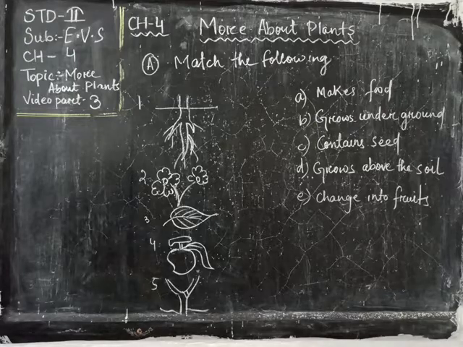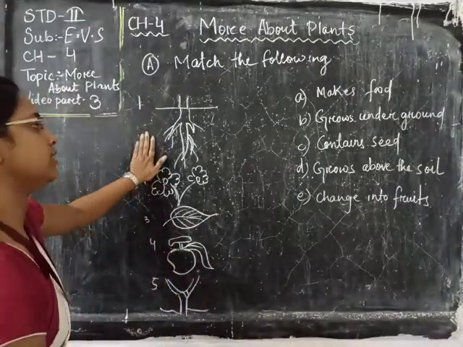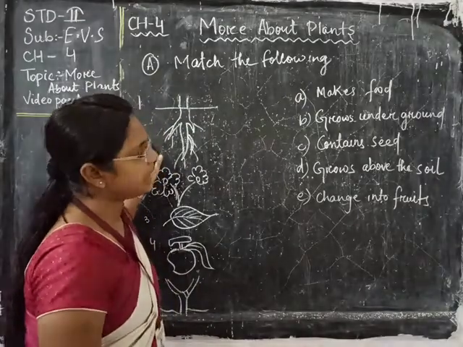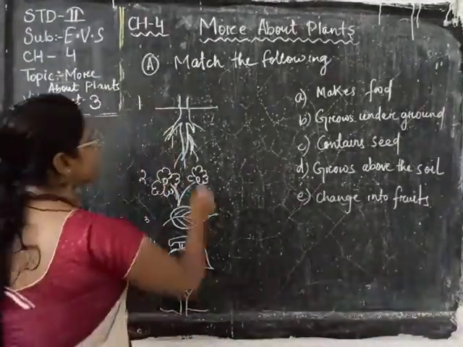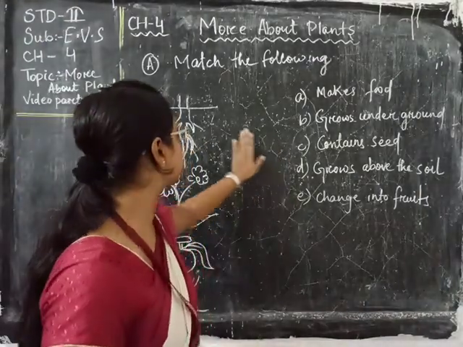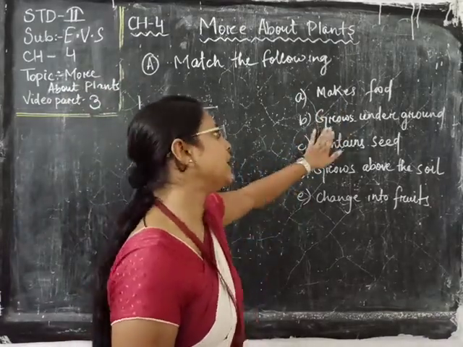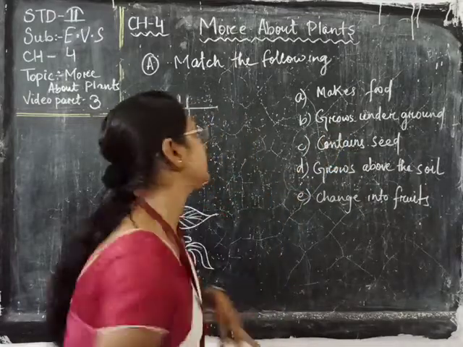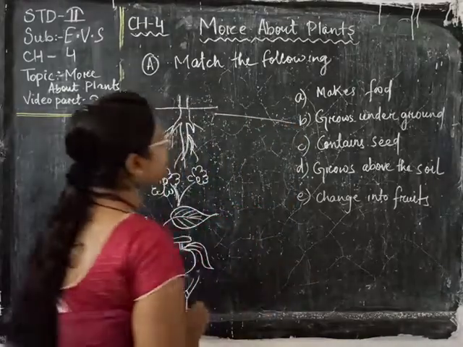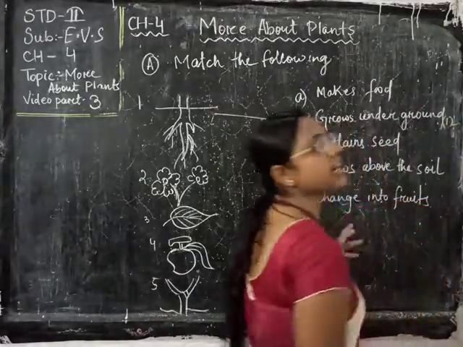Now let's match these things. See, the first one is the picture of what? Yes, it is a picture of root. Now see the function given about these pictures. Root makes food? No. It grows under the ground? Yes, it grows under the ground. So you will match it like this. There are two ways to match.